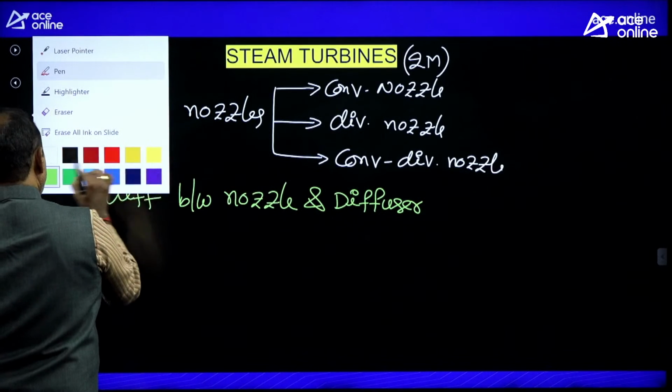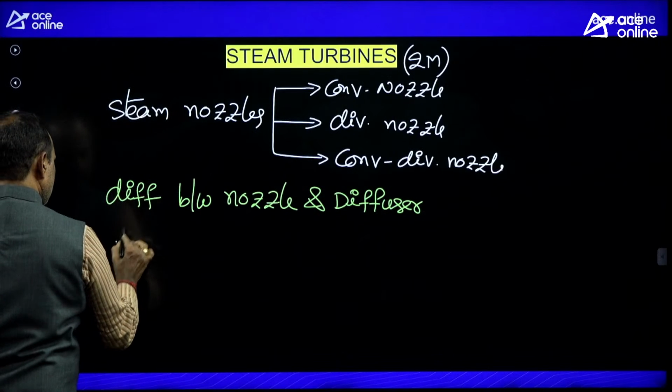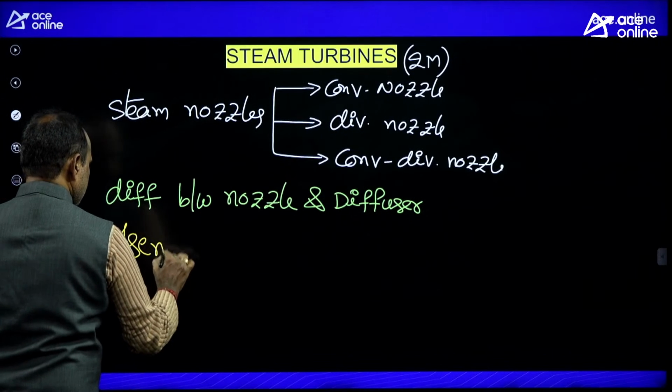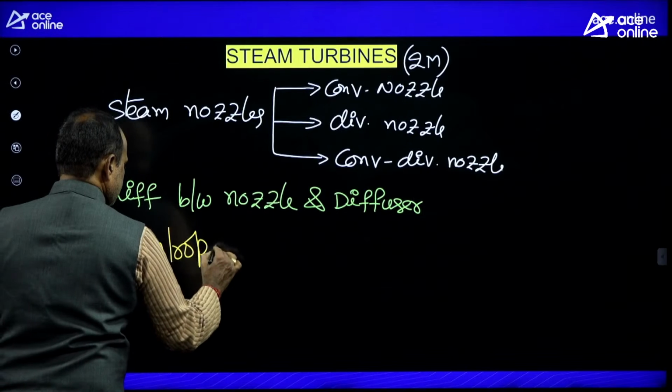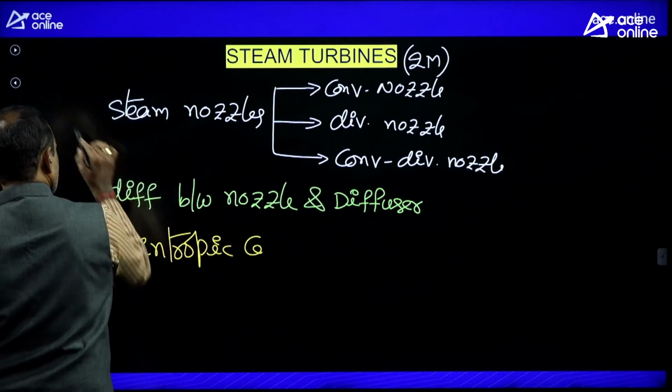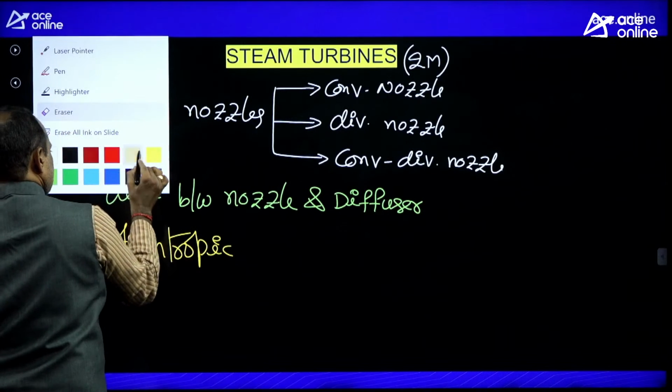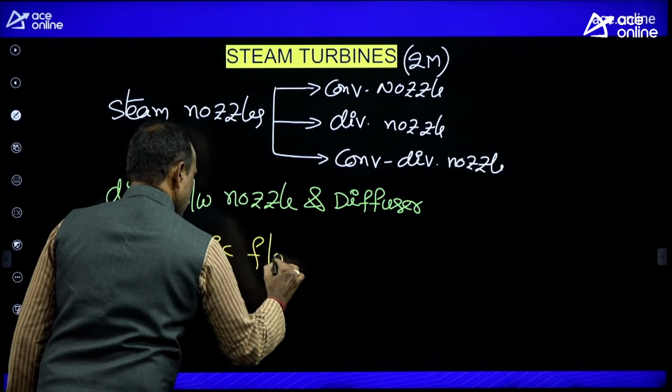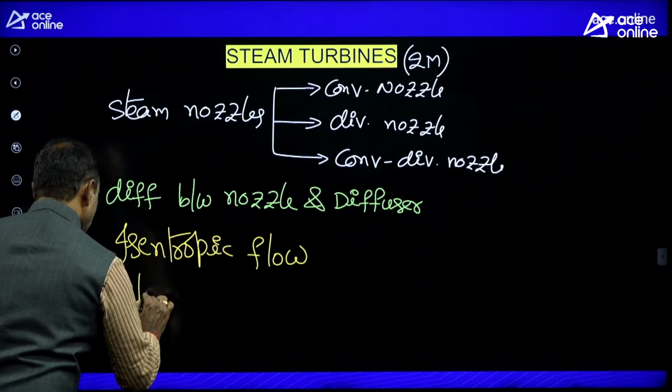Next, what is the meaning of isentropic flow? Isentropic flow. And what is the meaning of choked flow?